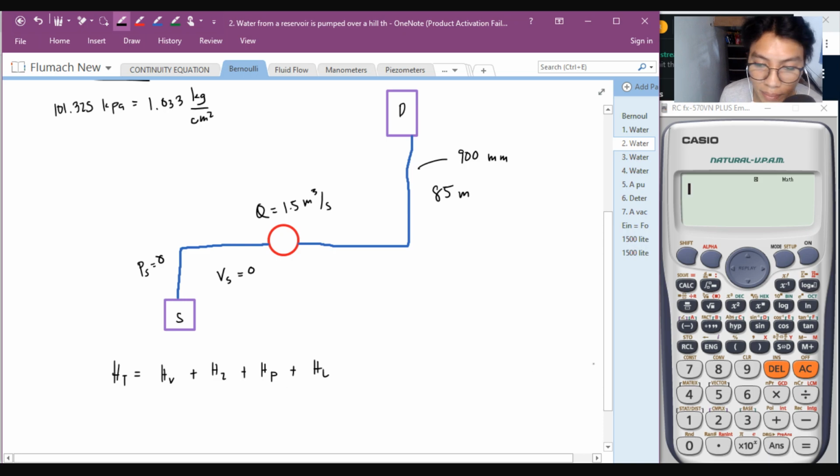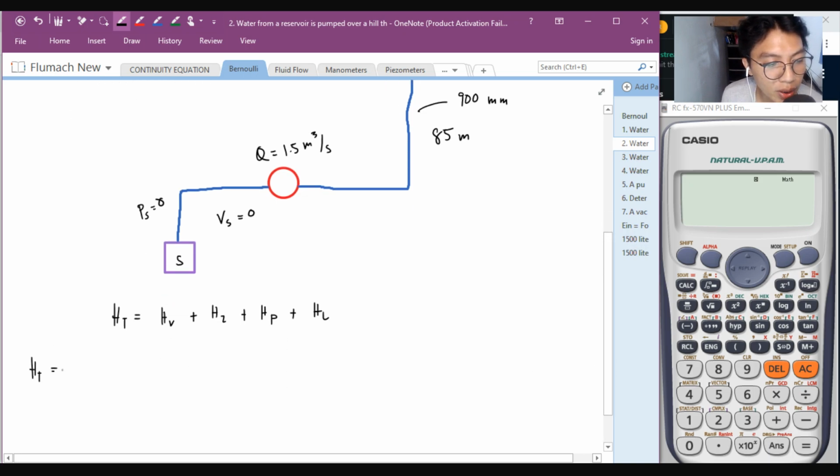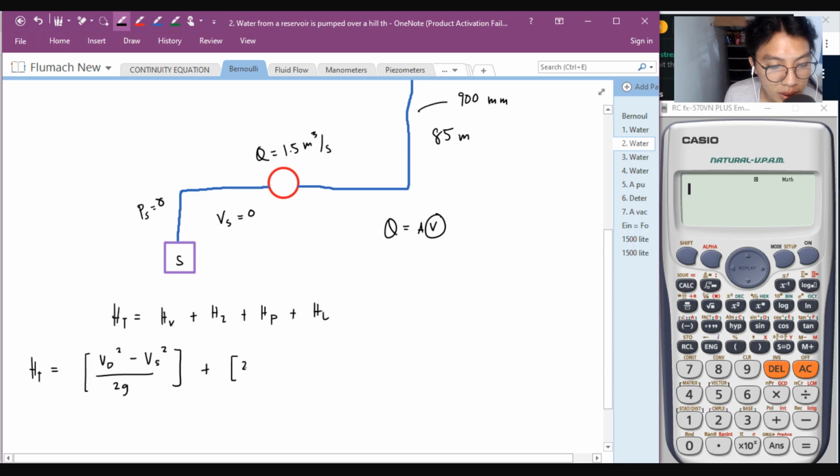So, isimplify natin to. So, head total, yung velocity head natin, saan mo makuha? Q is equal to AV. Wala tayo nito sa 2. Okay? Subtract muna natin. So, VD squared minus VS squared over 2G. Plus, ito, ZD minus, nagbigay siya dito, 5 meters. Hindi ako nagkakamali. 5. So, below the pump center line, that is, ZS is negative. Tama ba? Pag below pump center line, that is negative.